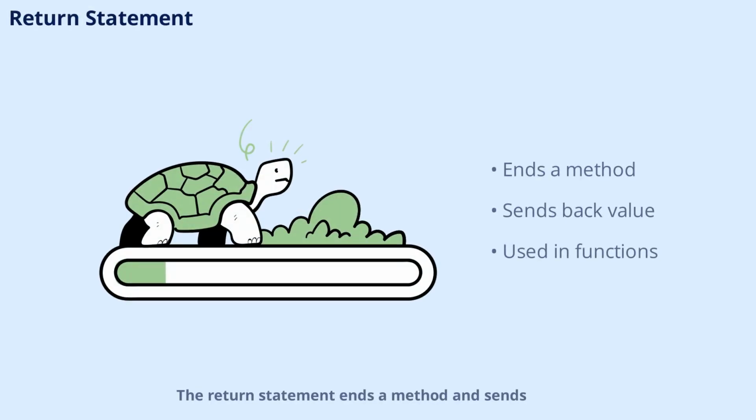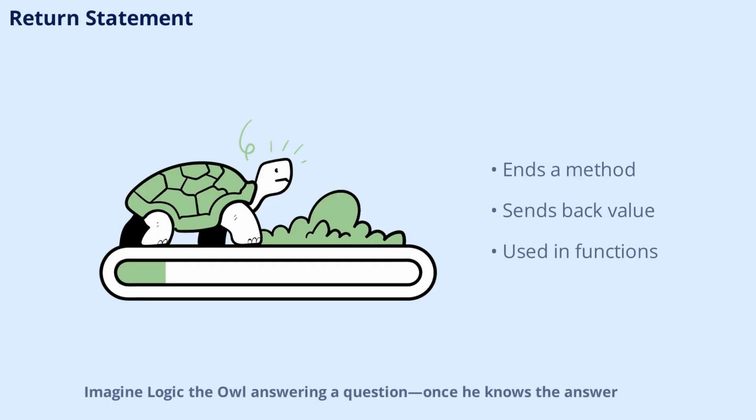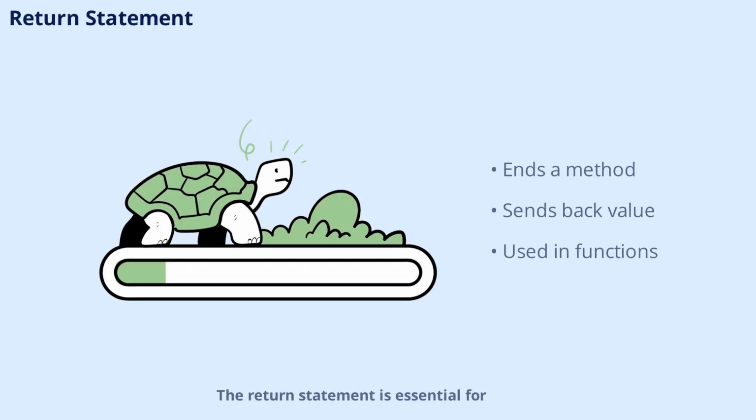The return statement ends a method and sends a value back to where it was called. Imagine Logic the owl answering a question. Once he knows the answer, he gives it and stops thinking. In Java: int add(int a, int b) { return a + b; }. The return statement is essential for methods that calculate and send back results.